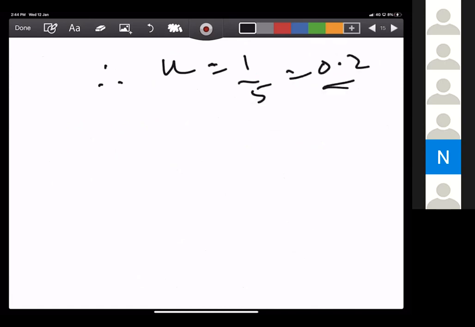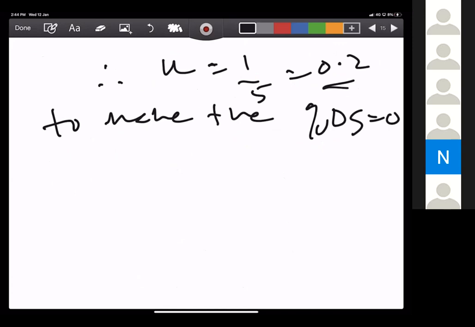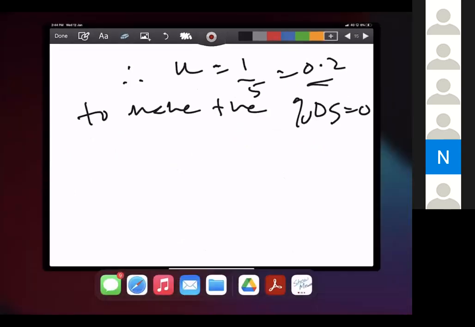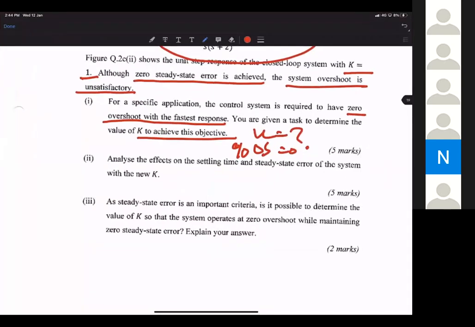So K is equal to 0.2, to make the overshoot equal to 0. Okay. That is question number 1. Number 2, analyze the effect on the settling time and steady state error of the system with the new K.